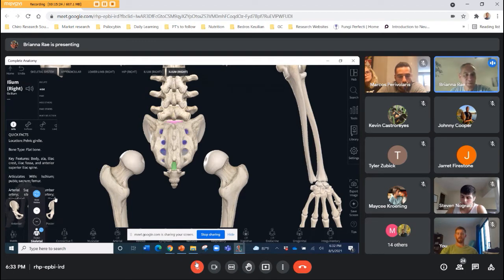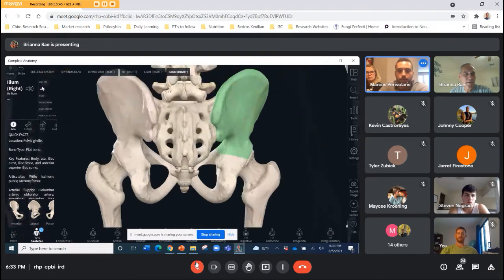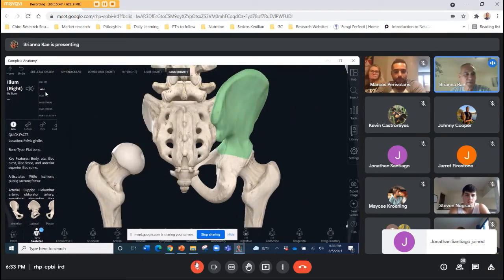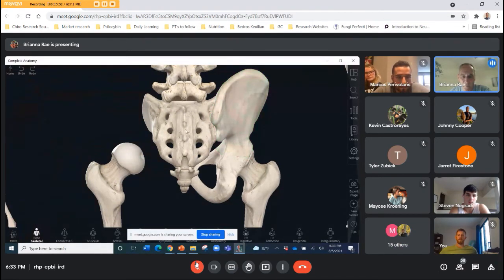Trying to get my aliens to come back. There. Doug, if you just hit the hide button right next to the right ilium, if you press that hide button, that should hopefully. There we go. Whoops. Well, anyway, I got one of them.